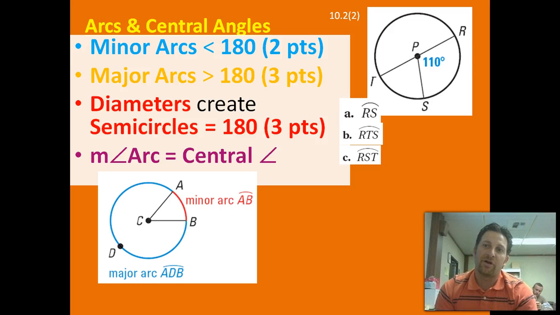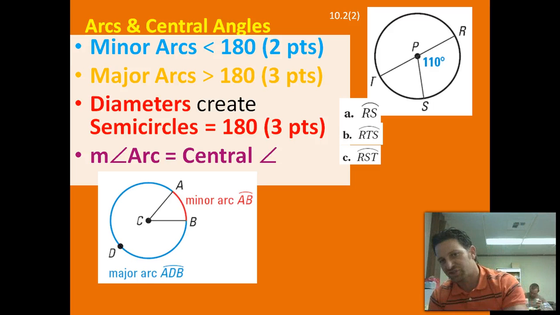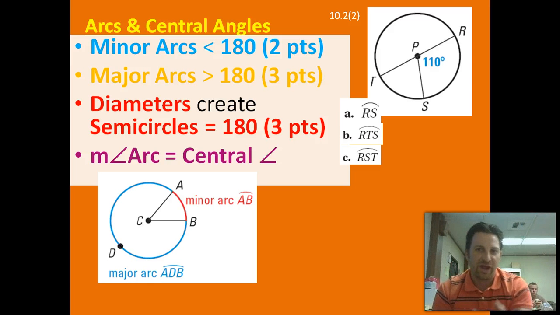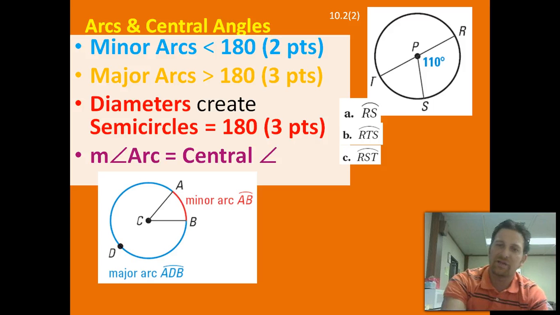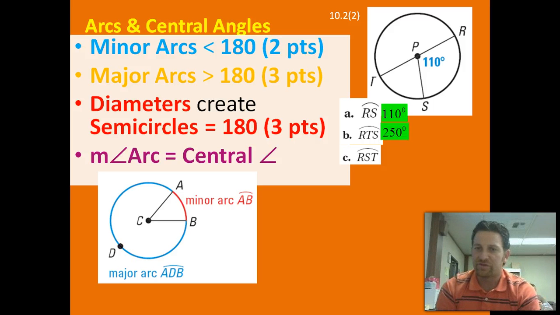So we know that from R to S is 110 degrees. So from R to T to S, if we just went 360, because there's 360 degrees around a circle, subtract that 110, then we're going to be left over with 250 degrees.